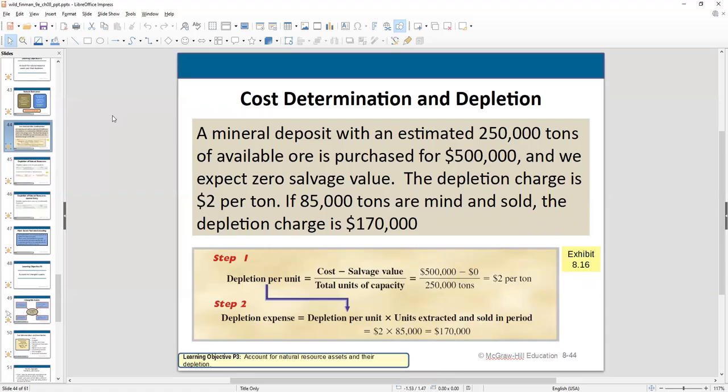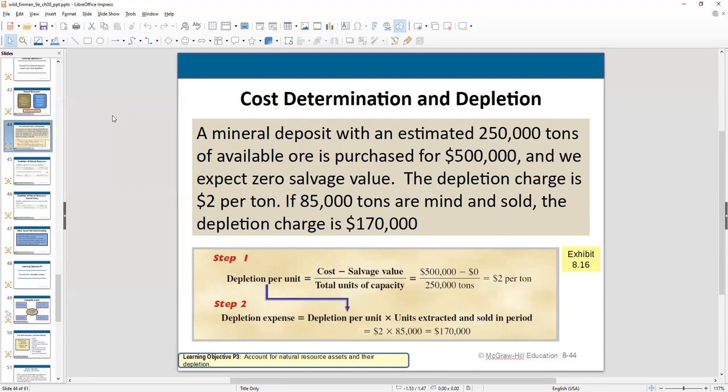So in our example, we had a mineral deposit with 250,000 tons of ore that we purchased for $500,000. No salvage value is expected. We're going to get it all out of the ground. The depletion is what this is called. So this is what we term depletion.